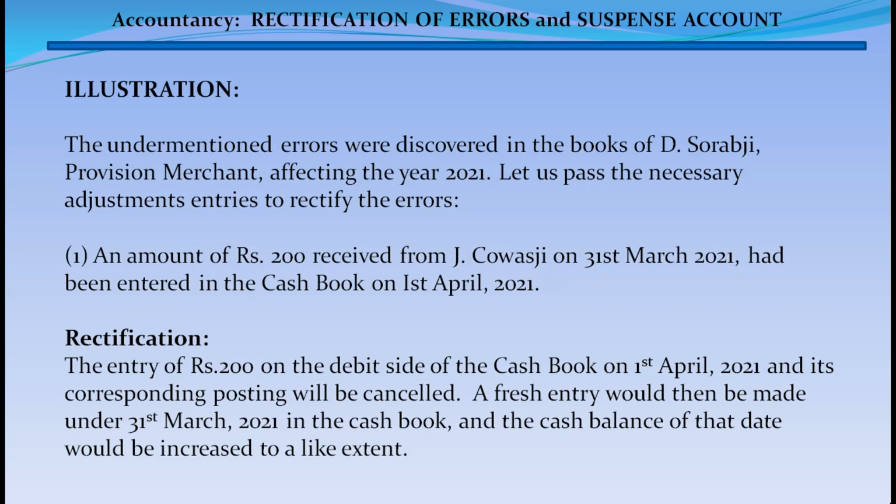Rectification. The entry of Rs 200 on the debit side of the cash book on 1st April 2021 and its corresponding posting will be cancelled. A fresh entry would then be made under 31st March 2021 in the cash book, and the cash balance of that date would be increased by the like amount.